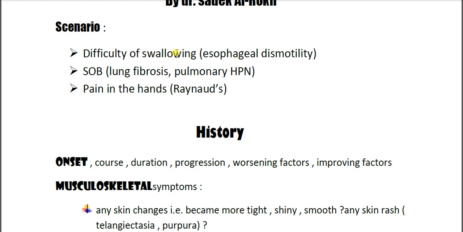If you have a scenario of difficulty with swallowing, you have to think about systemic sclerosis. You have to think about Graves' disease or neck lump compressing the esophagus. Most probably it will be systemic sclerosis, but you have to put in your mind also it can be a case of neck lump or Graves' disease compressing the esophagus, and the patient may be a female patient wearing a scarf, and the neck lump is not obvious for you.